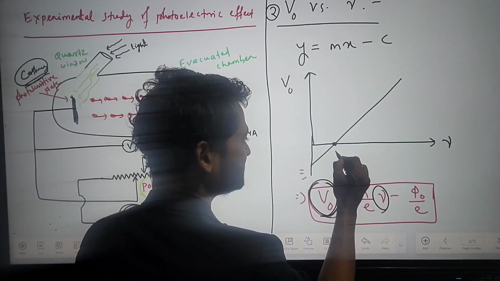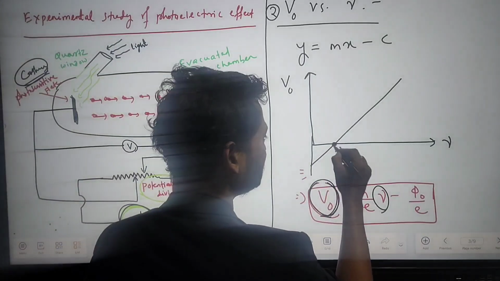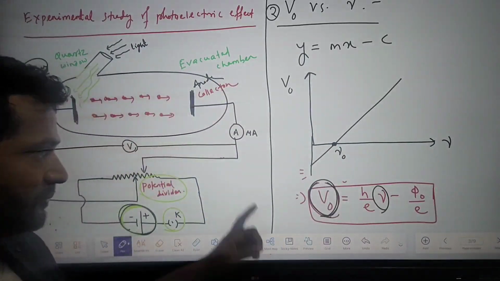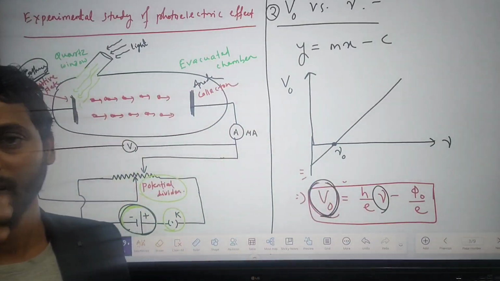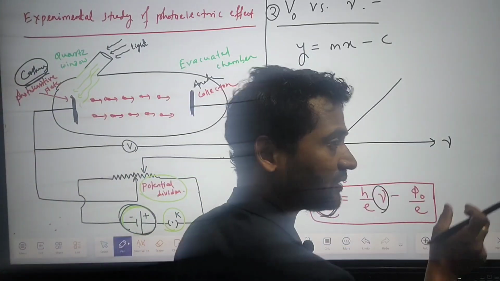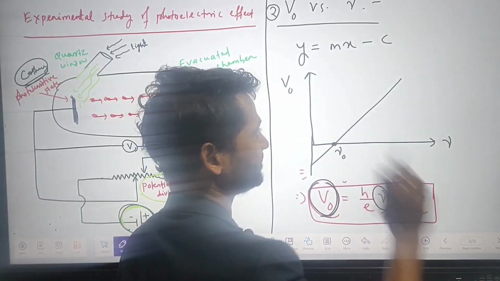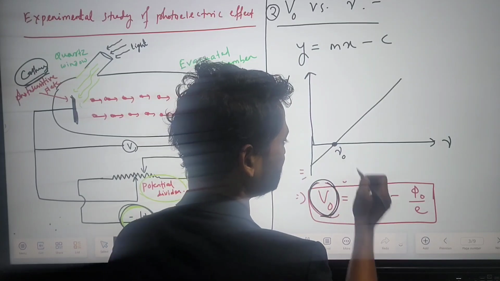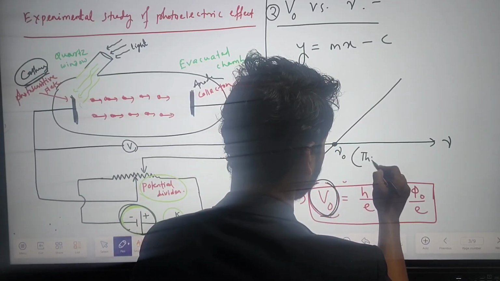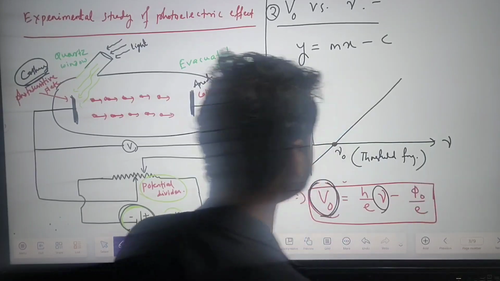So this part is called nu naught, the threshold frequency. What is this? Threshold frequency. If the frequency of incidence is less than the threshold frequency, then no photoelectric emission takes place. So the frequency of incident radiation must be more than the threshold frequency. Look, stopping potential will be 0 at this frequency. This frequency is called threshold frequency. Understood?